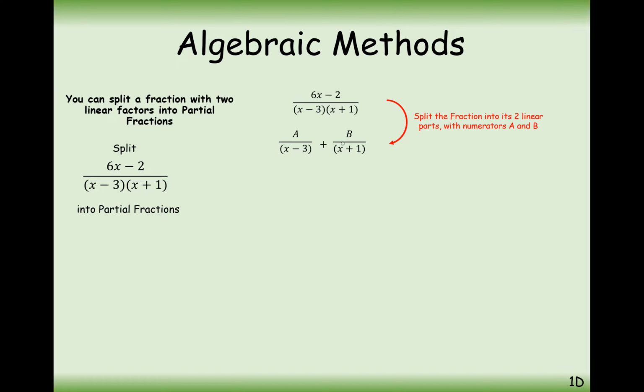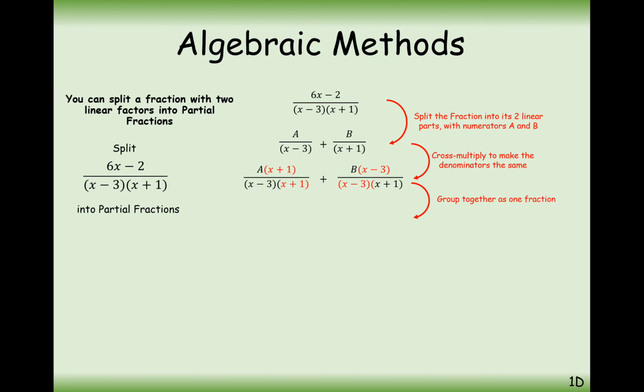Now what we want to do ideally is just combine them back together to start with, and then compare our numerator with 6x minus 2. So let's have a look at moving these back together. So times the left hand one by x plus 1 and the right hand one by x minus 3. And add them back together, and this is what we get.